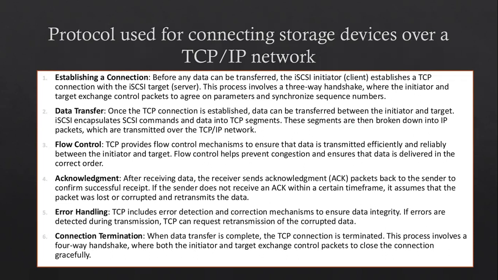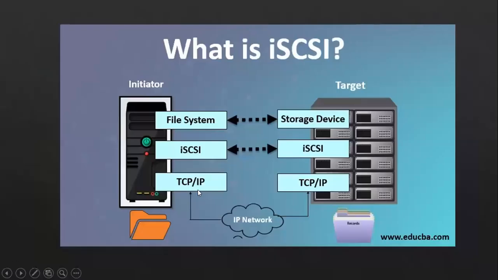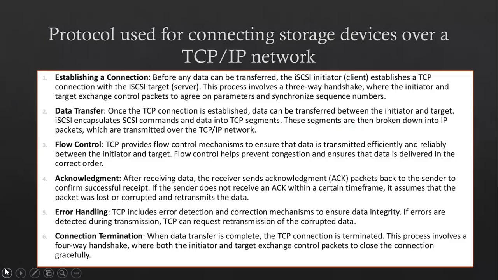Next, connection termination. When data transfer is complete, the TCP connection is terminated. This process involves a four-way handshake where both the initiator and the target exchange control packets and close the connection gracefully. As I have already explained, this is the diagram of it. We have deeply studied what it is about in this description.